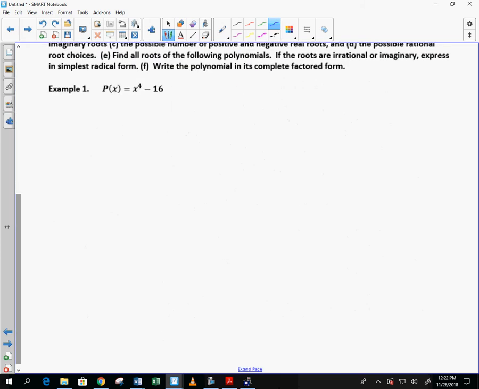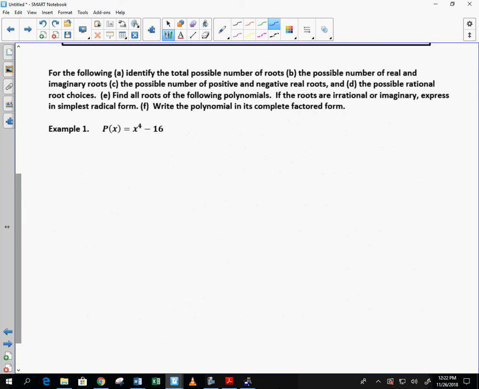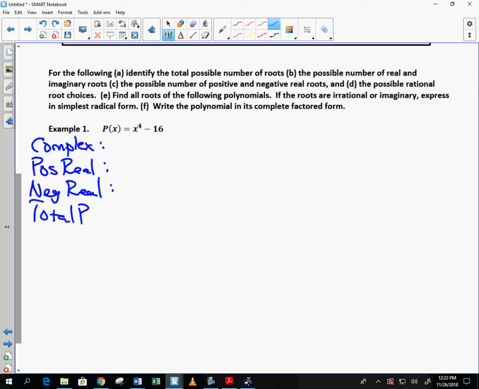So let's get to work. We are going to analyze x to the fourth minus 16. We are going to list the number of complex roots, the number of positive real, the number of negative real, the total real, the number of imaginary, and finally, the solutions. And then we will write it in factored form. This is the basis for your assignment today, and this would be a great example of a problem that you'll get on the test. And so I start right away.